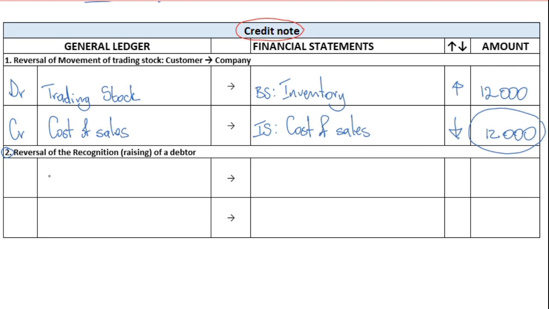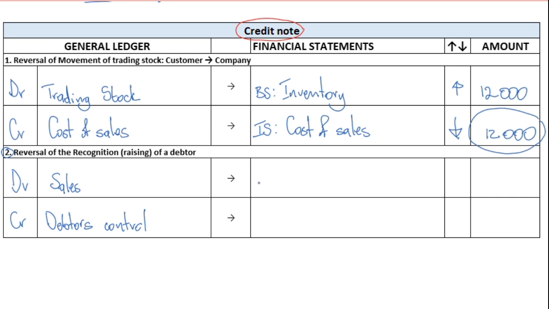Because the debtors control account is an asset account, it decreases on the credit side. So we will credit the debtors control account with 14,400 rands. The sales account is an income account, and income accounts decrease on the debit side. So we debit the sales account with 14,400 rands.